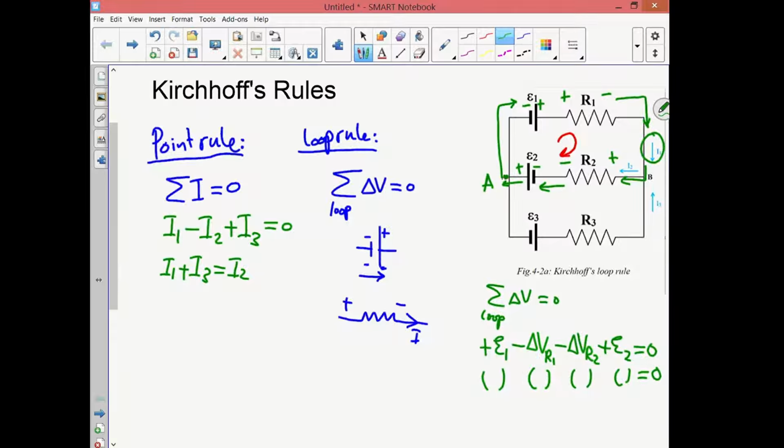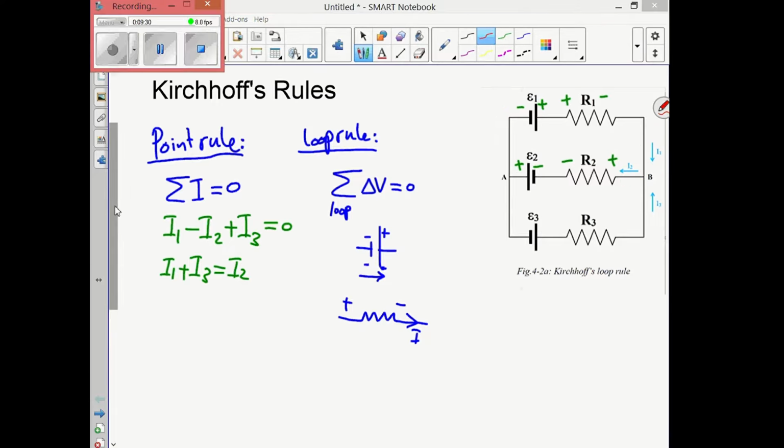Now, one more thing that you will do after this is basically to measure the voltage difference between points A and B. So we want the value of VA minus VB, or VB minus VA. To do this, we will follow the same procedure as the loop rule, but instead of closing the full loop, we will start at point A and end at point B.